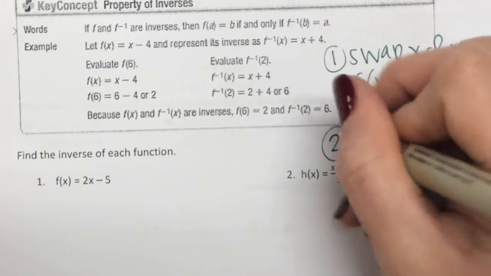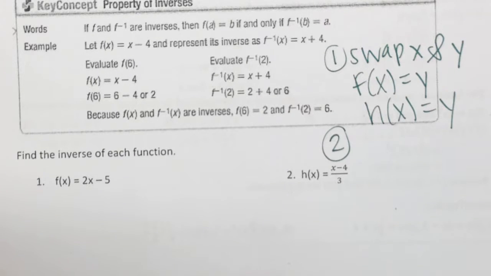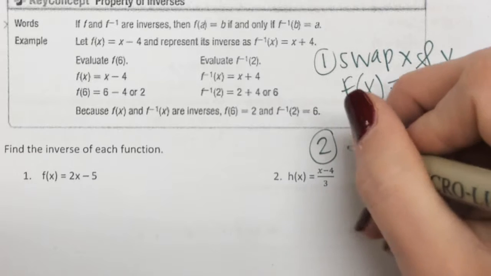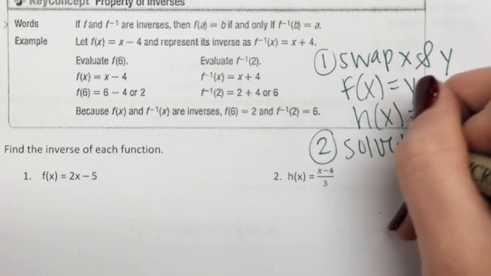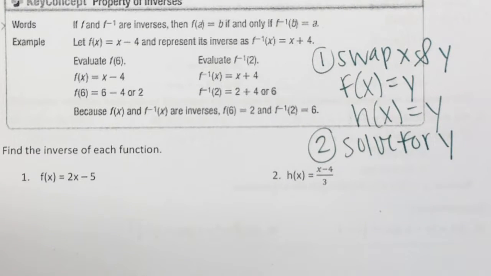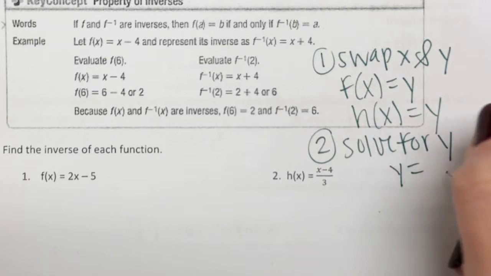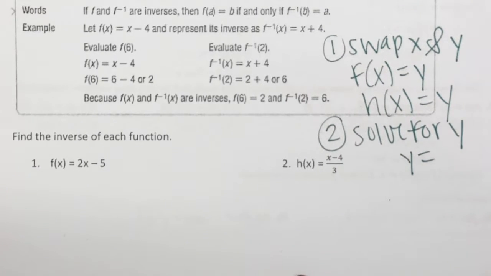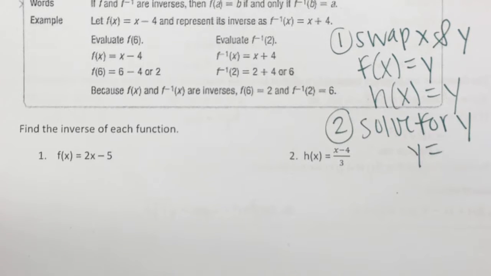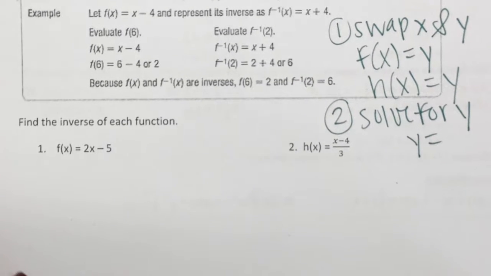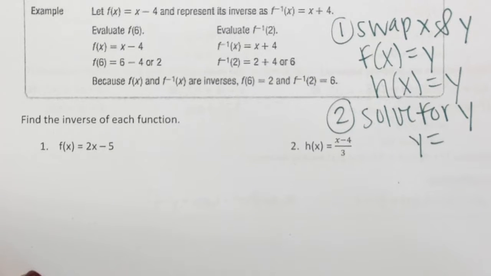The second step in finding the inverse of a function is solve for y. That's it. And what I mean by solve for y, well, when you get finished with it, it should look like y equals something. Y should be by itself. And that's it. Swap x and y, solve for y.